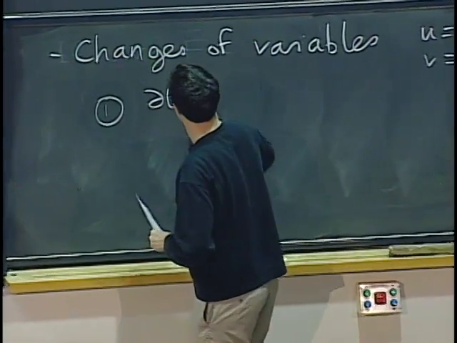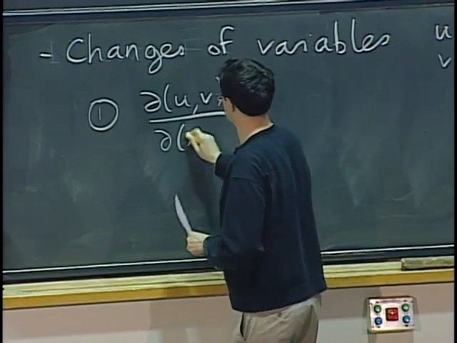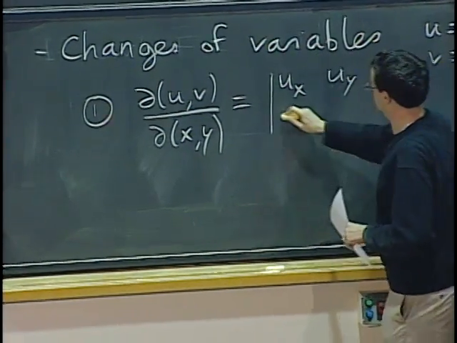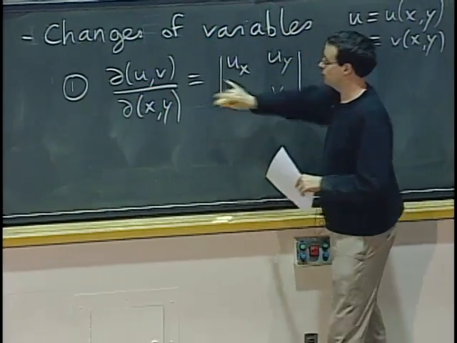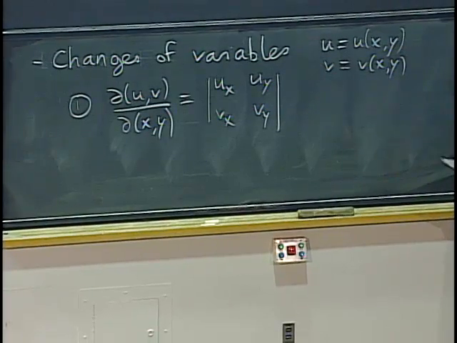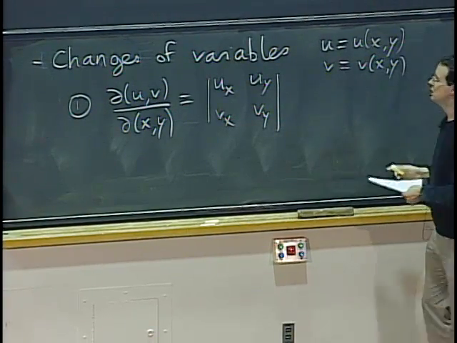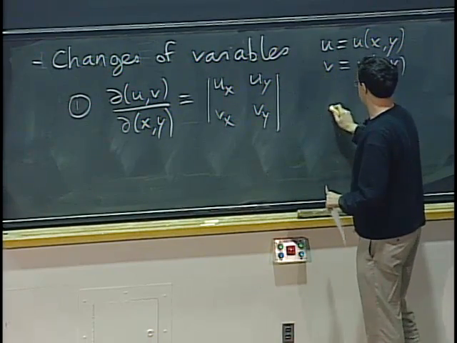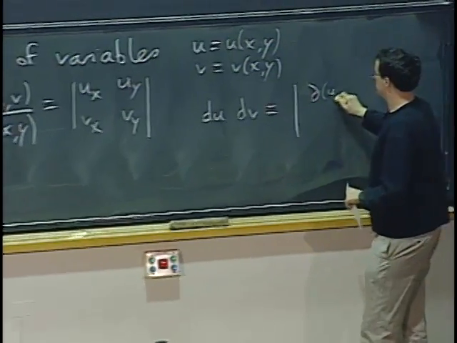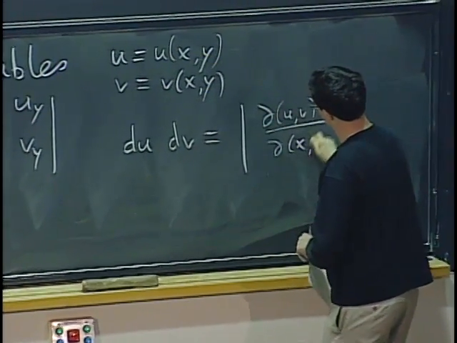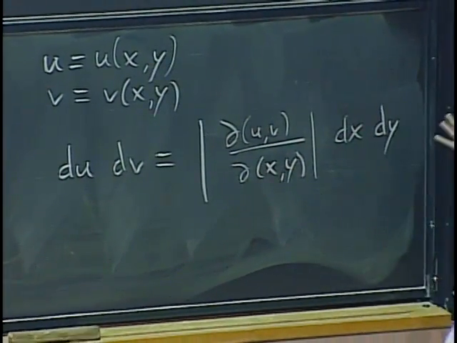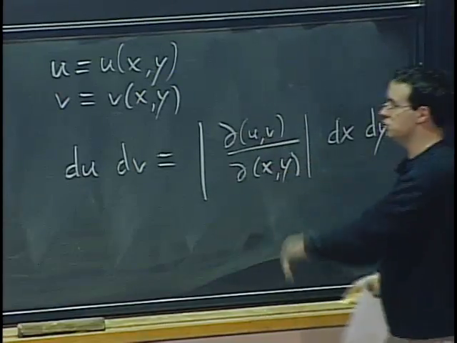So one is you have to find the Jacobian. And you can choose to do either this Jacobian or the inverse one, depending on what's easiest given what you're given. You don't have to worry about solving for things the other way around. Just compute one of these Jacobians. And then the rule is that du dv is the absolute value of the Jacobian times dx dy. So that takes care of how to convert dx dy into du dv.